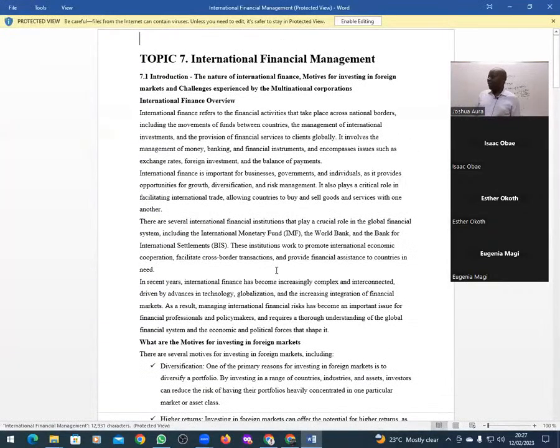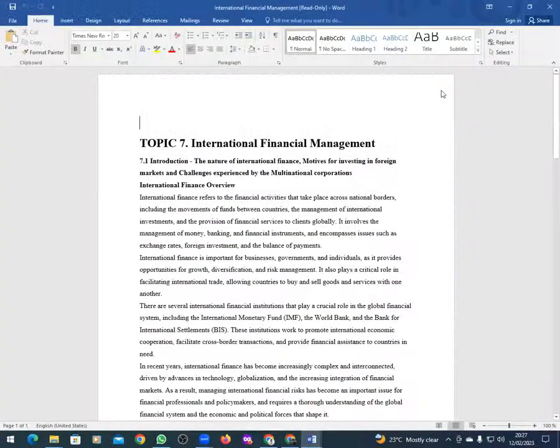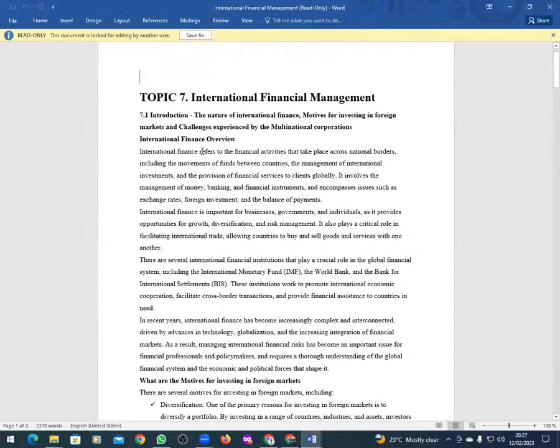So it's topic number 7, international finance. I would want to read it very slowly and ensure that all of us are comfortable with this topic. 7.1 is about the introduction, the nature of international finance, motives for investing in foreign markets, and the challenges experienced by multinational corporations. Now we want to look at the overview first.